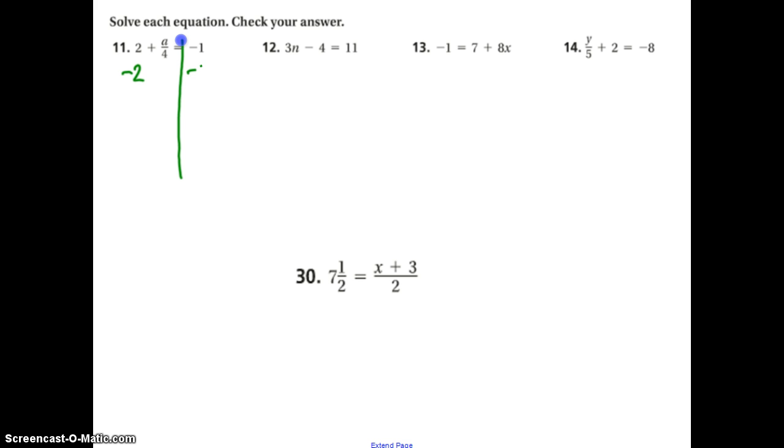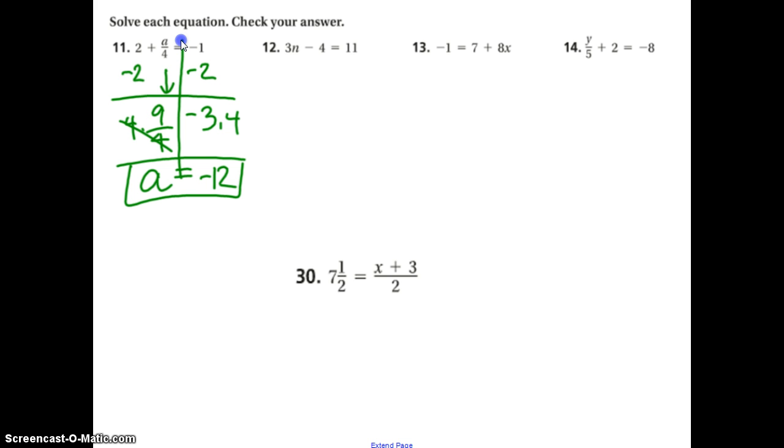This one, I'm gonna minus 2 from both sides, negative 3. Drop down my a over 4. Yes, you're showing all your work. Times 4, times 4. Those cancel out, so I'm left with a equals negative 12.